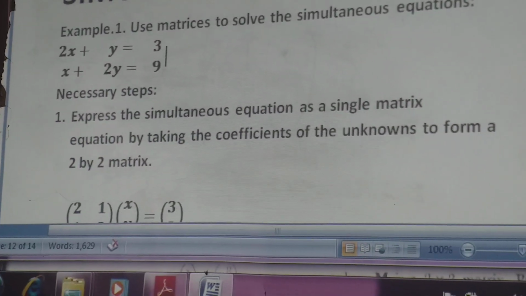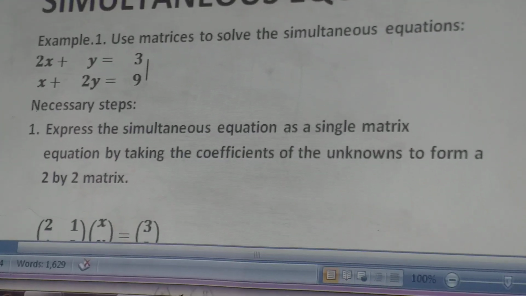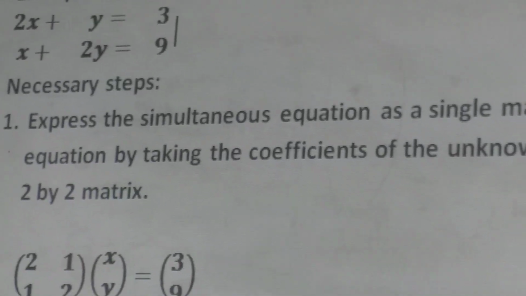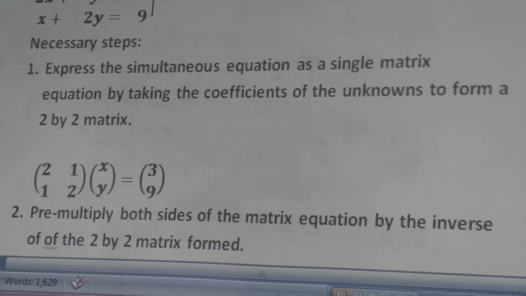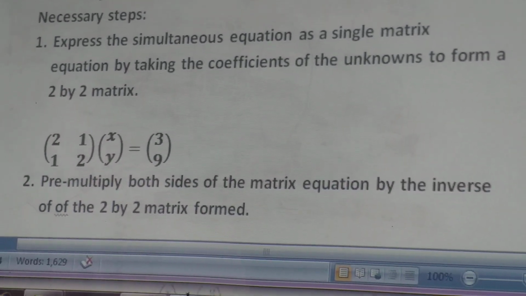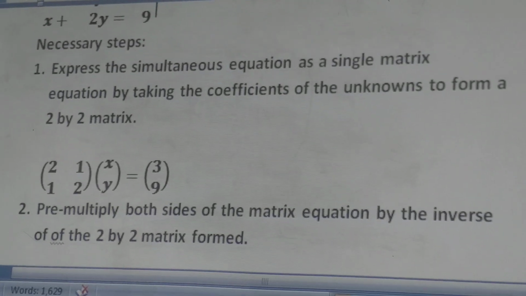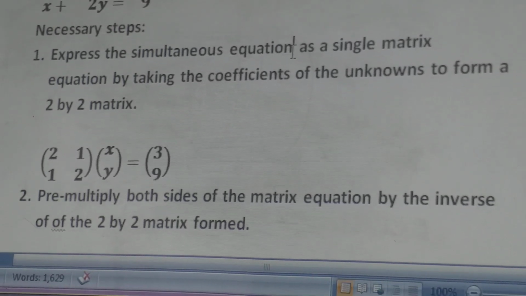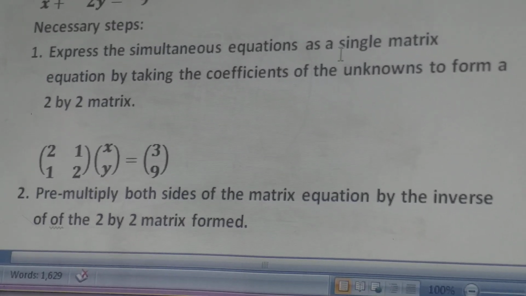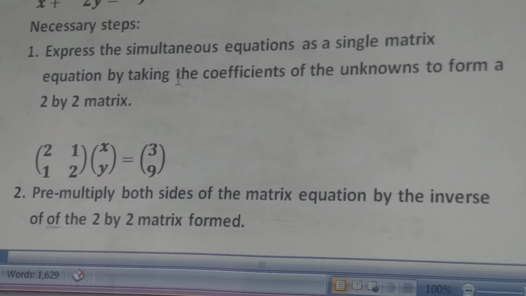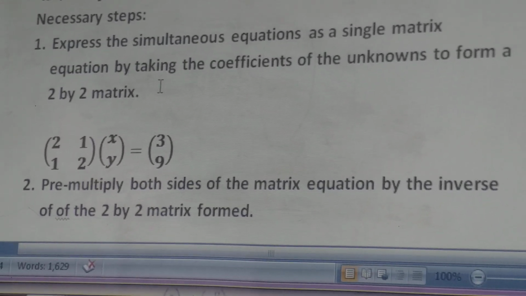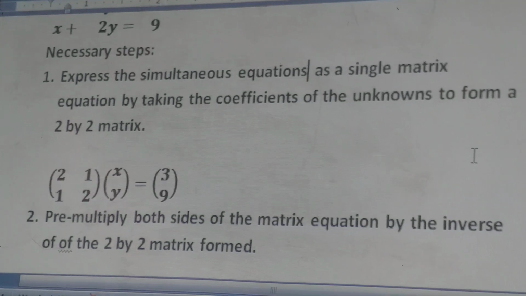2x plus y equal to 3. x plus 2y equal to 9. Right, necessary steps. Step 1: Express the simultaneous equations as a single matrix equation by taking the coefficients of the unknowns to form a 2 by 2 matrix like this.